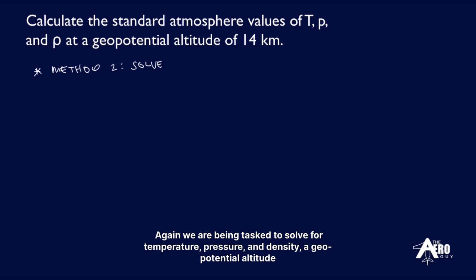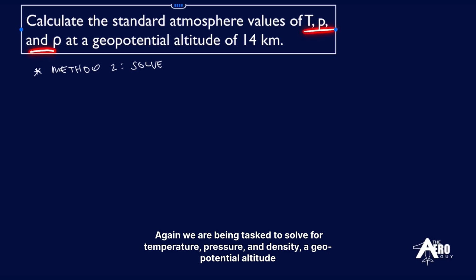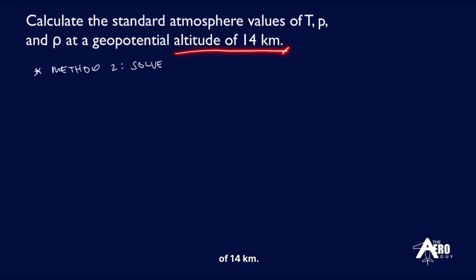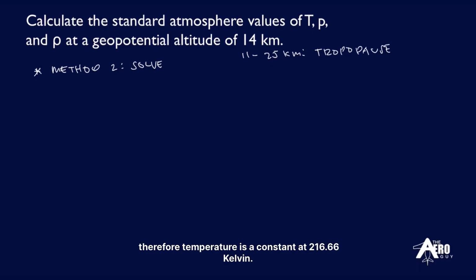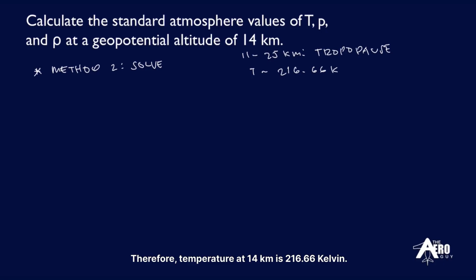And again, we're being tasked to solve for temperature, pressure, and density at a geopotential altitude of 14 kilometers. 14 kilometers falls within the 11 to 25 kilometer range for the tropopause, which is an isothermal region. Therefore, temperature is a constant at 216.66 Kelvin. Therefore, temperature at 14 kilometers is 216.66 Kelvin.